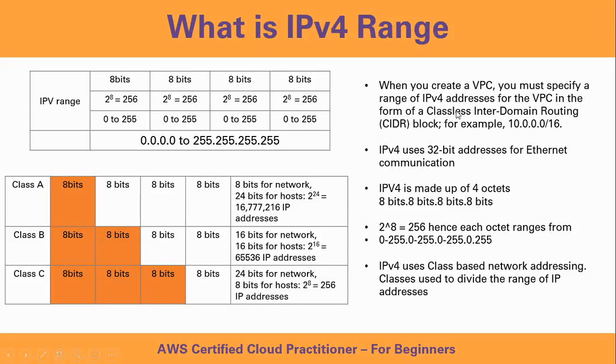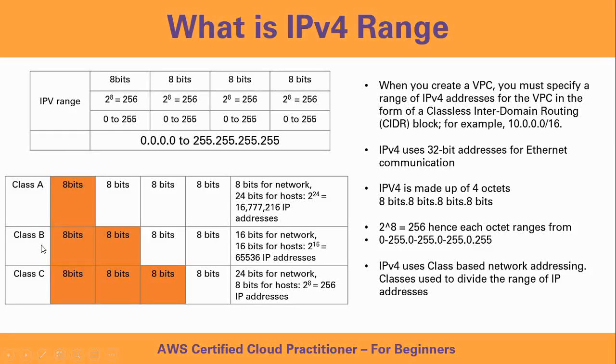Now before classless inter-domain routing came about, IPv4 used class-based network addressing. So it was classes that were used to divide the range of IP addresses. So let me show you how. For example, class A. In class A, the first octet of 8 bits was reserved for the network. The remaining 24 bits, 8 plus 8 plus 8, was available for hosts or IP addresses. So 2 to the power 24, which equals approximately 16.7 million IP addresses, is available in class A.